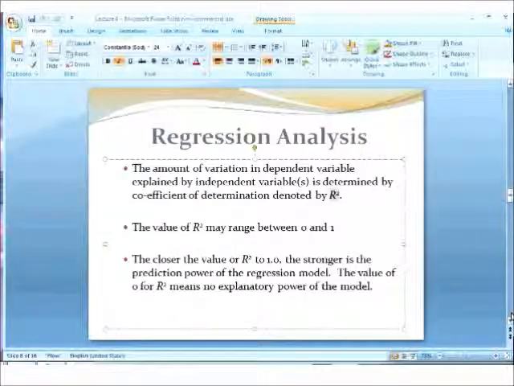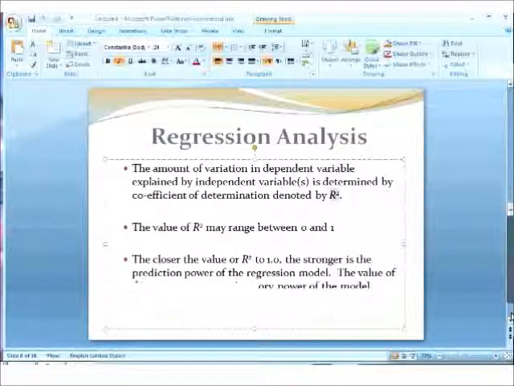And keep in mind that the value of R square is always positive. Unlike the correlation coefficient, it cannot be negative or positive, because it's not giving you the sense of direction of the relationship. It's just giving you the strength of the relationship. It's just telling you how much variation in your dependent variable is being explained by all your independent variables. So it's always positive.